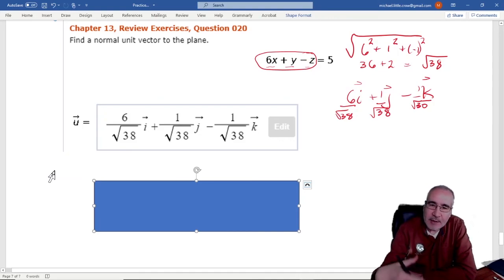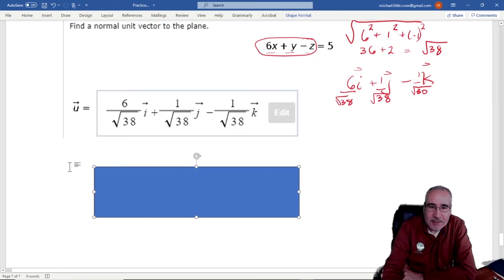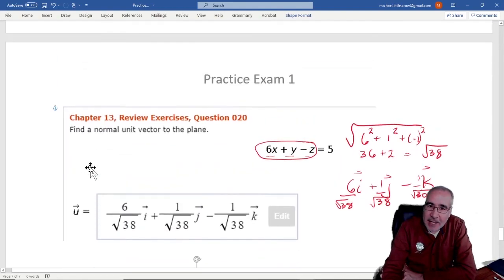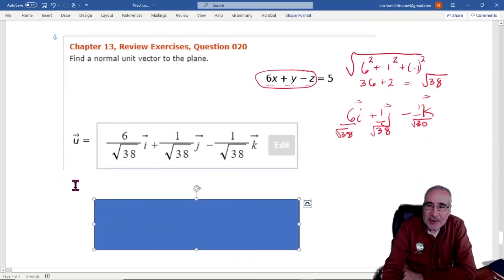Okay, so that's good because there's a number of situations where we're going to need to find the unit vector. But for now, we got through the first unit, so keep on making your progress.